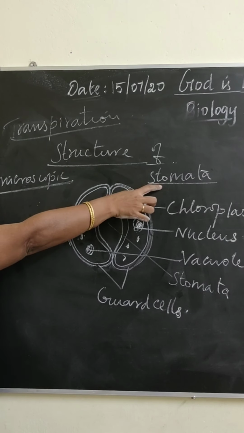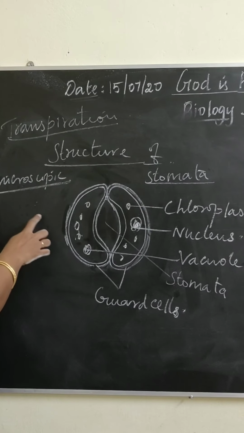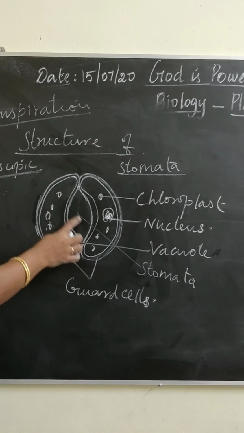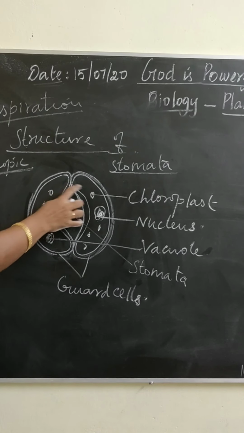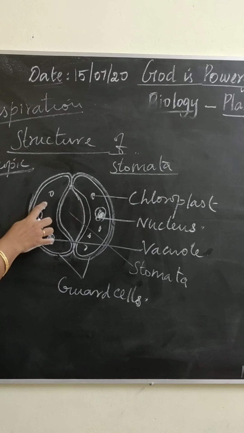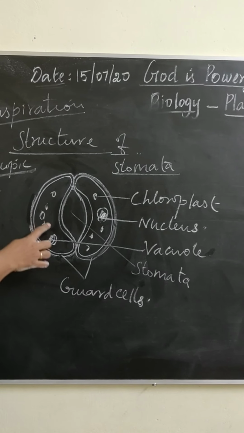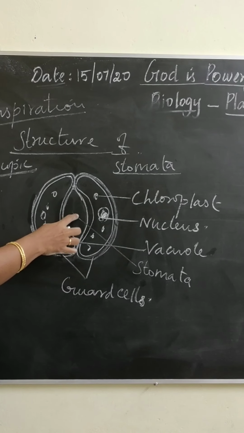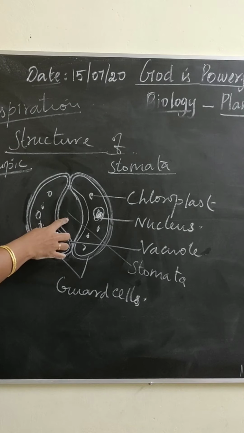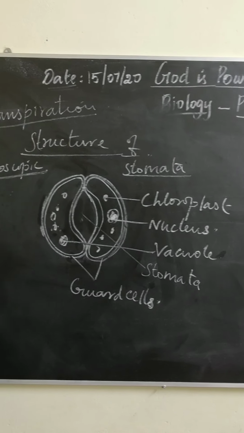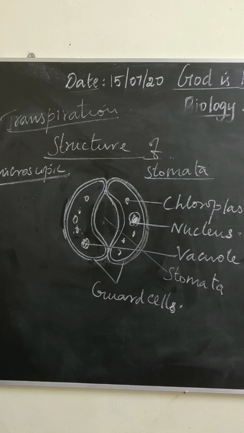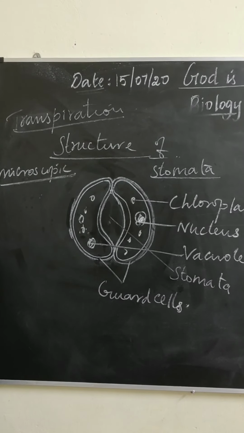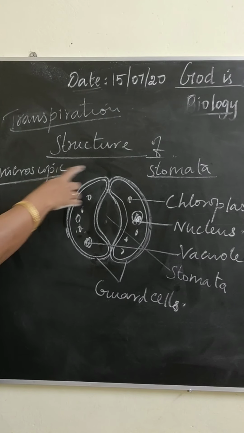So the tiny microscopic pores in the leaves are called what? Stomata. Each stomata is surrounded by guard cells. These guard cells help in regulating the rate of transpiration by opening and closing the stomata. Listen children, what is transpiration? The loss of water in the form of water vapor from the aerial parts of the plant body is called transpiration.